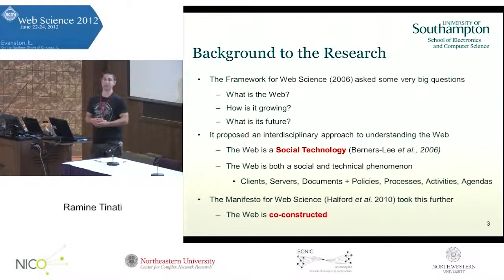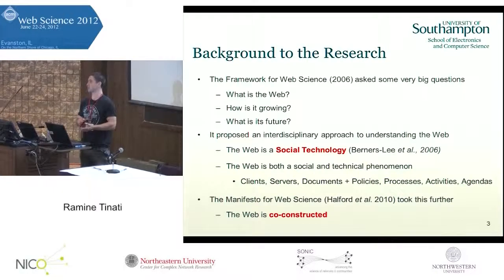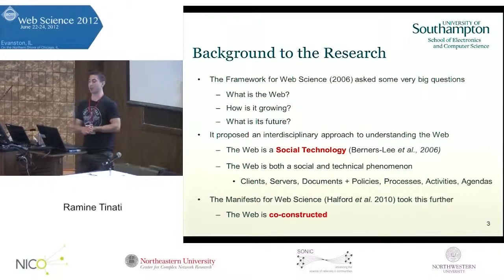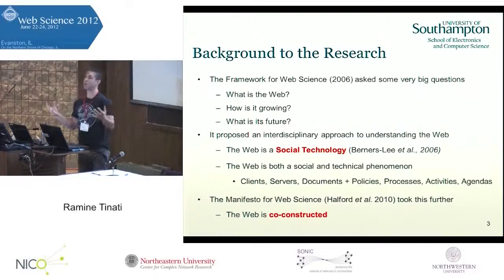Building upon this even more, and strengthening this case, Halford et al. released the Manifesto for Web Science in 2010, and I presume quite a lot of you have already read this. It talked about the co-constructive nature of the web, and how the web is shaped by both technology and society, and how both are interacting with each other. We can't just polarize between the two and say, here's society, here's technology, one affects the other, but in a separate manner.